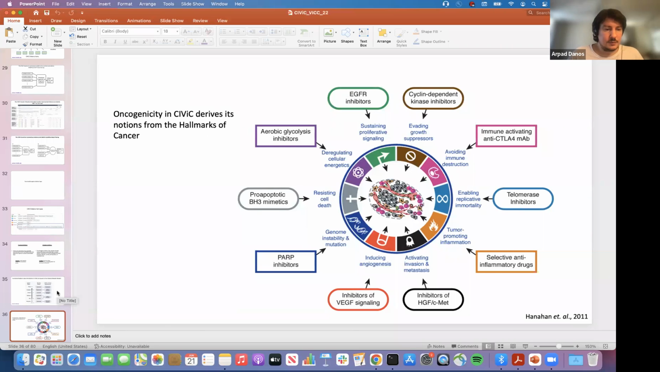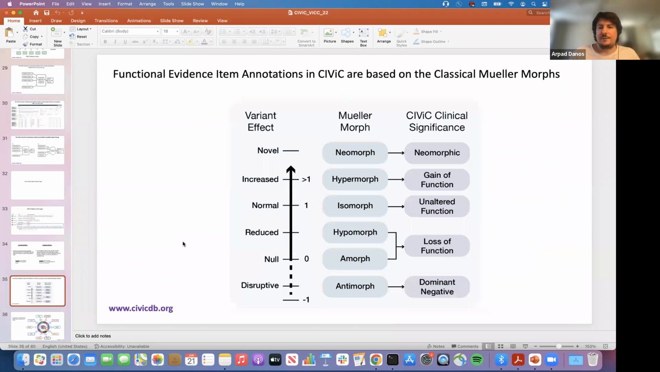And I'll sort of go back here. Then how are we thinking about functional? Well, functional really does tie closely to the classical Muller's morphs, right? Here's a figure that we haven't published yet. We will publish, but here's the classical Muller's morphs for those familiar with it. It's a fairly straightforward scale.